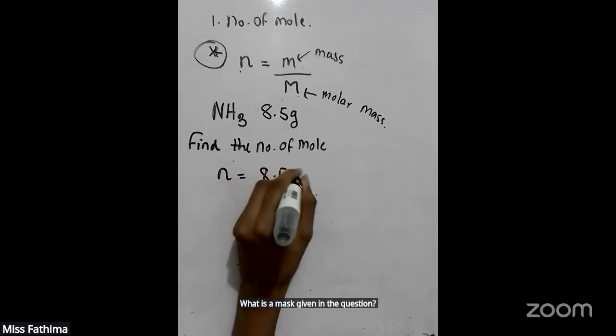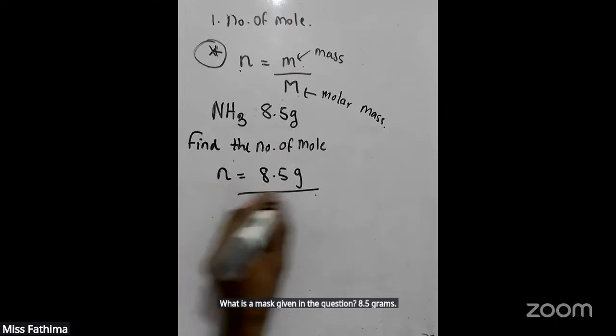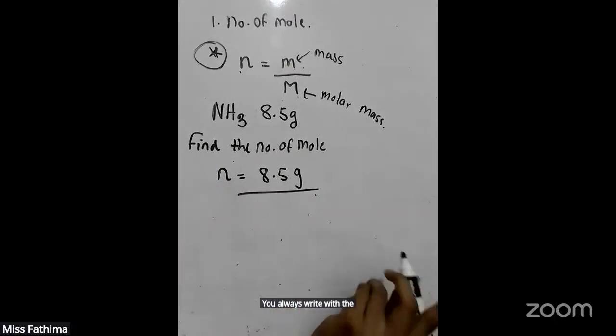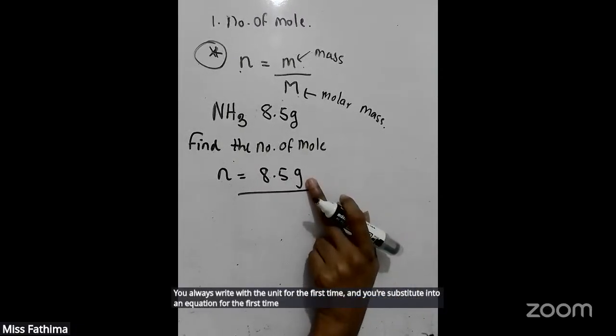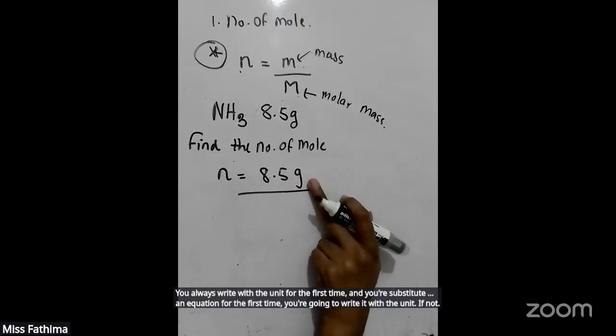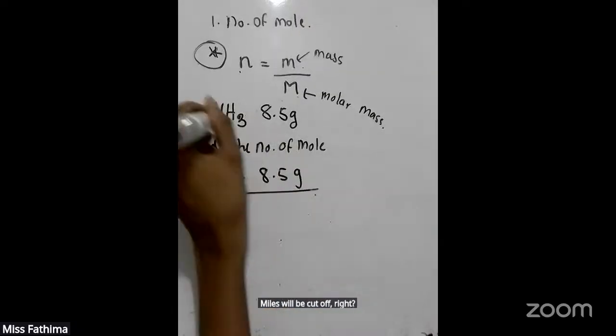8.5 grams. You always write with the unit for the first time. When you are substituting into an equation for the first time, you are going to write it with the unit. If not, marks will be cut off. Right? Then you have to find the molar mass.